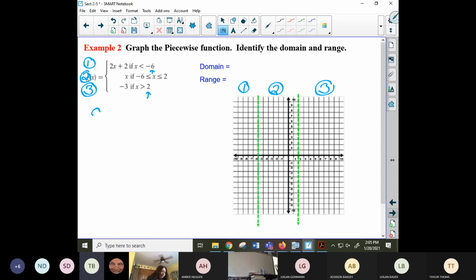So for region 1, we're graphing g of x equals that first one, 2x plus 2. My slope is 2 over 1, and my y-intercept is 2. So if I went to 2, do you guys get that I don't really need to go up to the right 1? Because do I want my line to go up and to the right? Don't I want it to go back and to the left? So instead of going up to the right 1, I'm going to go down to the left 1.